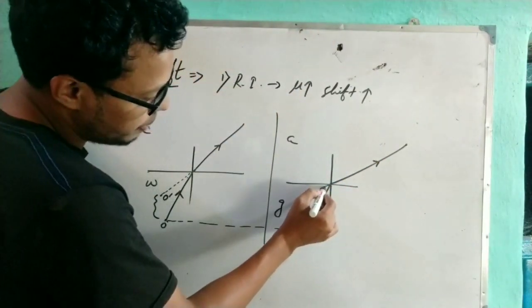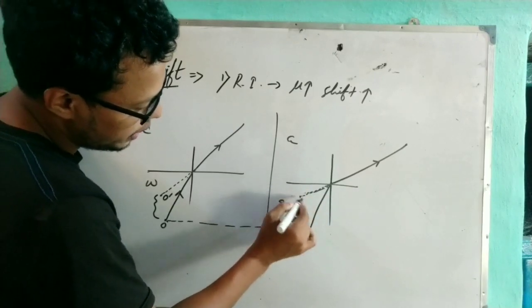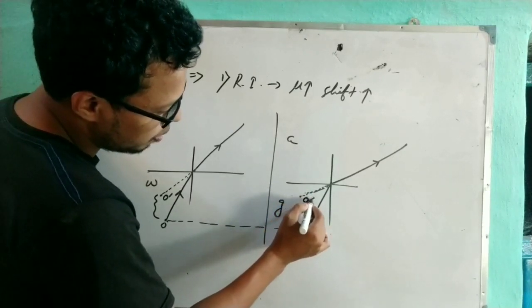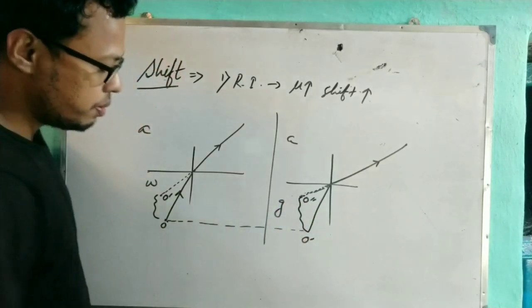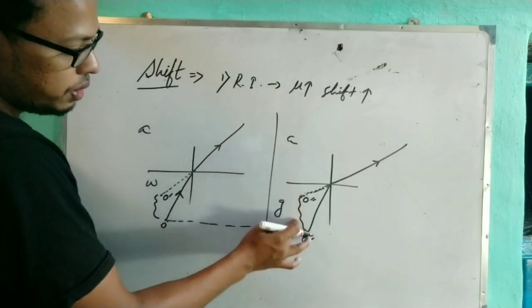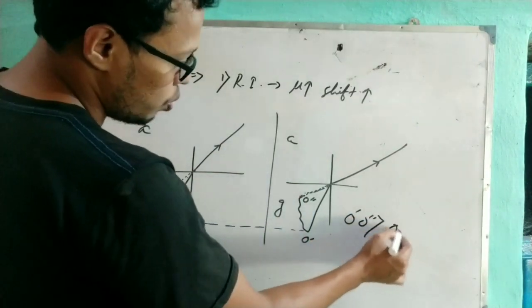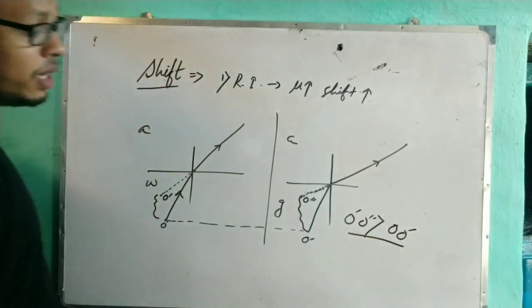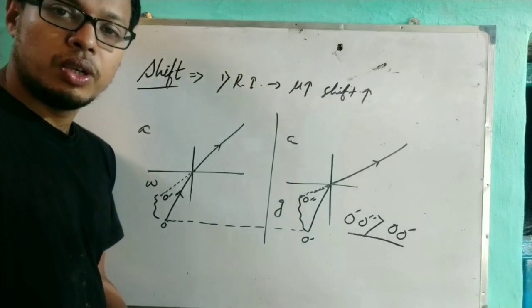Now if we extend it backward, this is the point O double dashed. Now see how much the shifting. This is this much. Now easily we can say this shift, O dashed to O double dashed, is more than O dashed. So why? Because the optical density of glass is more than the optical density of water.